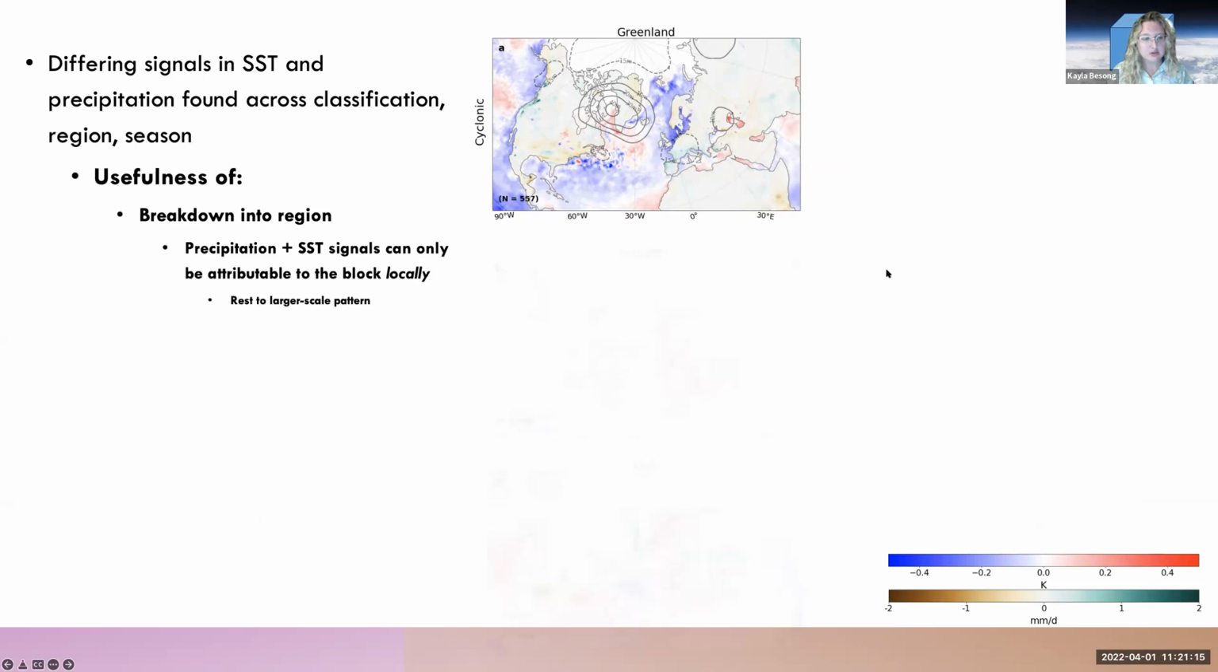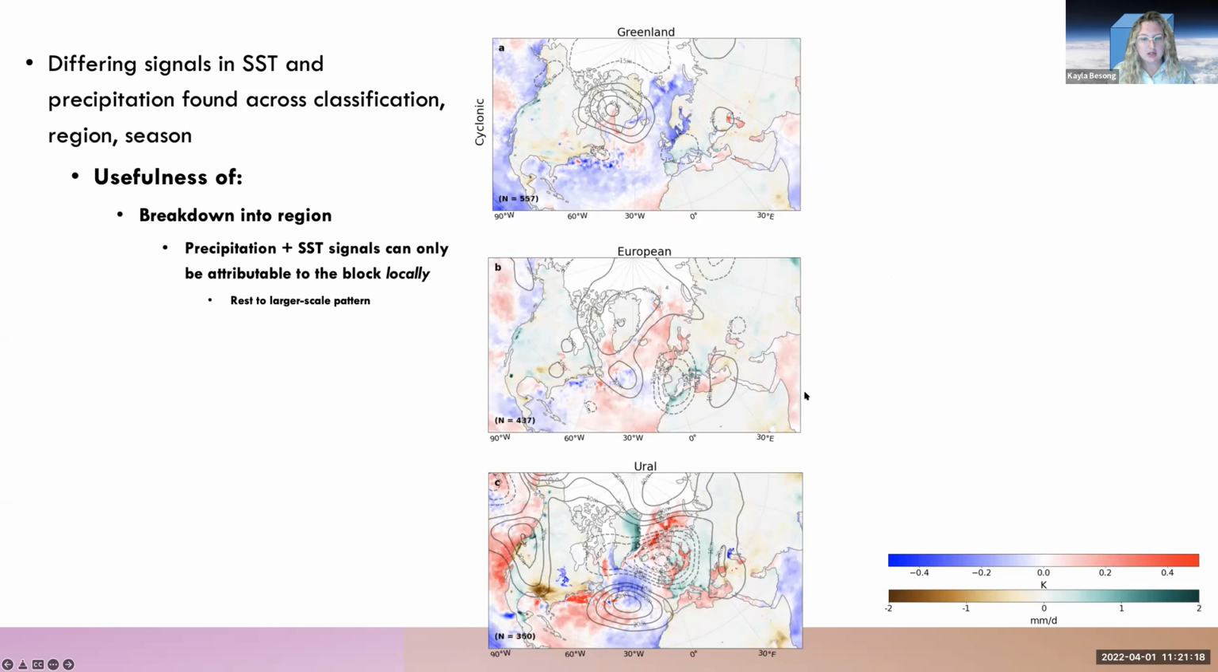But here we can really see the usefulness of breaking it down into region. So we look at our cyclonic blocking frequency over the European region and also our Ural blocking composite. Just looking at the differences between these, you can see some quite different signals depending on where you are considering the blocking region. However, our precipitation and SST signals can only be attributed to the block locally. The rest is really due to the larger scale pattern, right? So you can't attribute this precipitation anomaly to a block all the way up here, right? So really the point of showing these composites is to show the usefulness, or how different blocking in different regions can be.